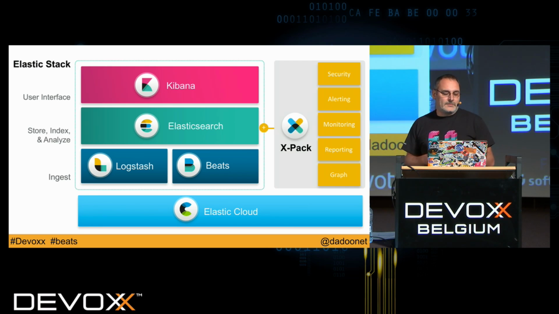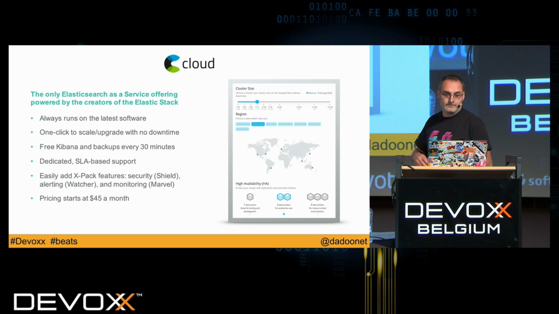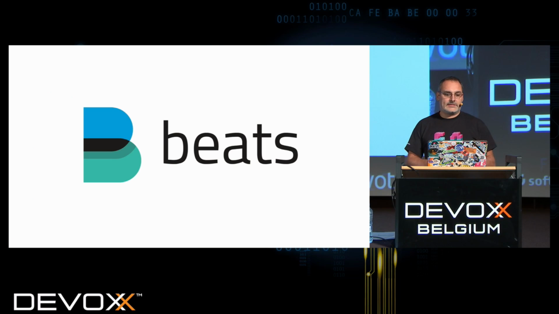And we are providing all that as a service, which is Elastic Cloud, where you can deploy all that really easily. And we are building these days Elastic Cloud Enterprise, which will help you to deploy all that stack also within your company, on your on-premise, or on your AWS credit if you have some, or Azure or Google Compute Engine, whatever. So let's talk about Beats.